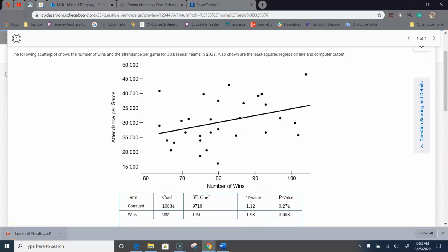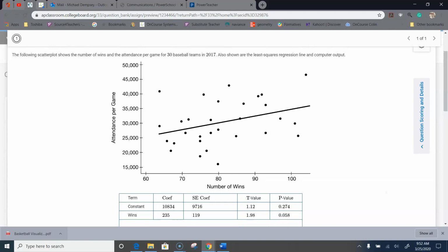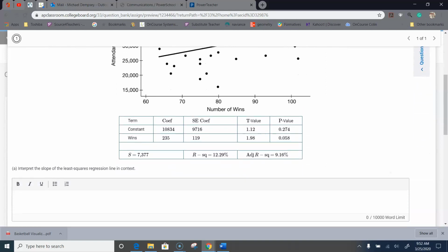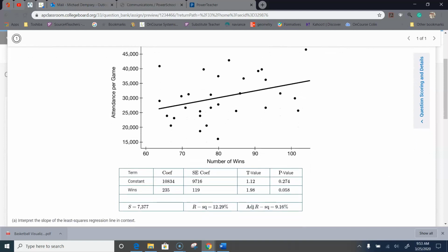Okay, so I would not be the least bit surprised, even in a 45-minute shortened exam, that College Board floats something like this out to you, interpreting a scatter plot, maybe the computer printout. So let's take a look at this one.